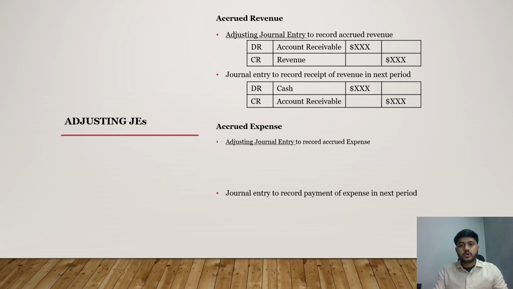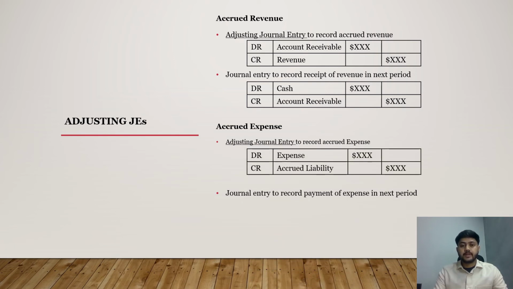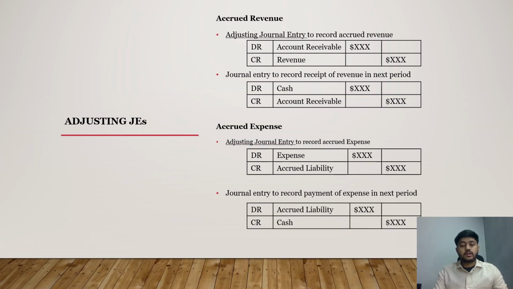Adjusting general entry for accrued expenses. Here accrued expenses means you have incurred the expense but you have not paid for the same. In that case, what would be the general entry? You will debit the expense and credit the accrued liability, and whenever you pay for the expense, you will debit the accrued liability and credit the cash.